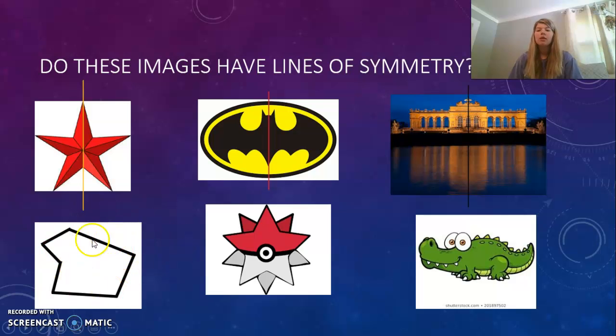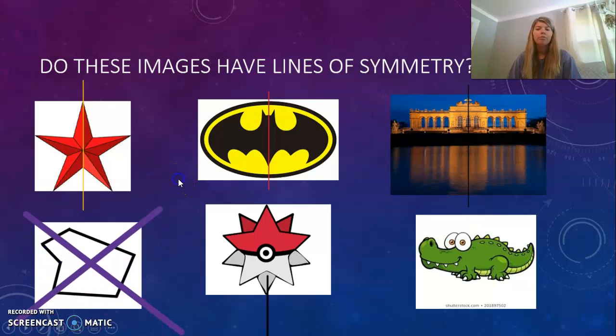Now let's move to this little image down here of this odd shape. Does that have any lines of symmetry? Is there any way that we can fold that so that parts do not overlap? Nope, we cannot do that. No matter how we fold, there's always going to be an overlapping part, so that's not a symmetrical image.